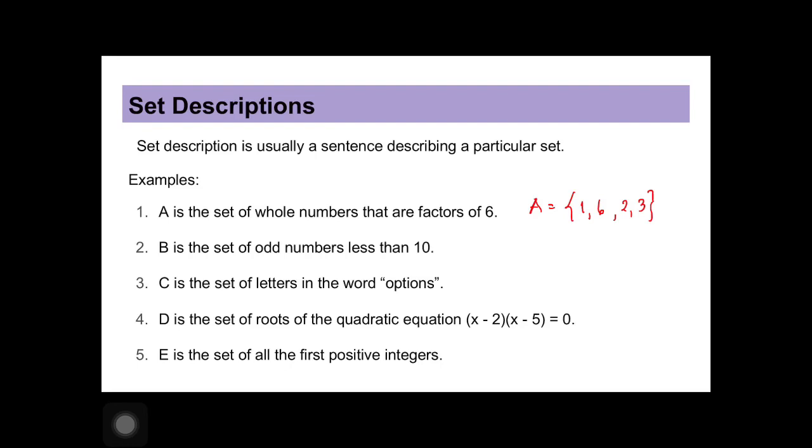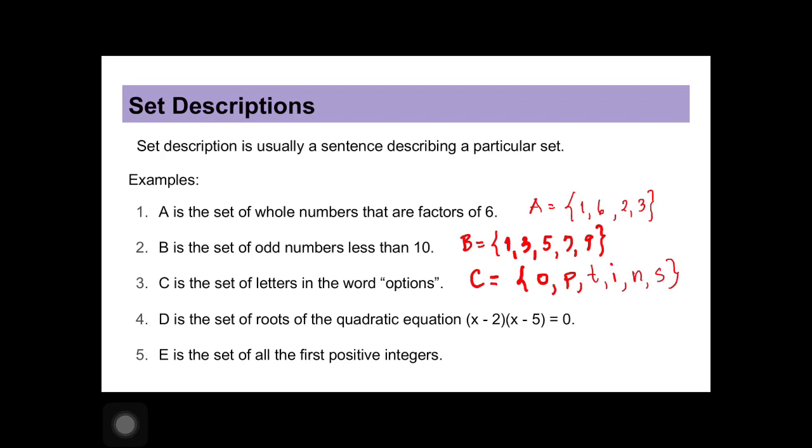Next, B is the set of odd numbers less than 10. So letter B would be odd numbers less than 10. The odd numbers are 1, 3, 5, 7, and 9. Next, C is equal to the letters in the word options. So you have letter O, letter P, letter T, letter I, letter N, and letter S.